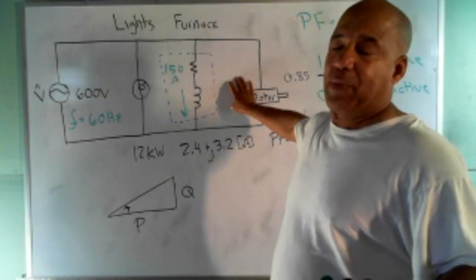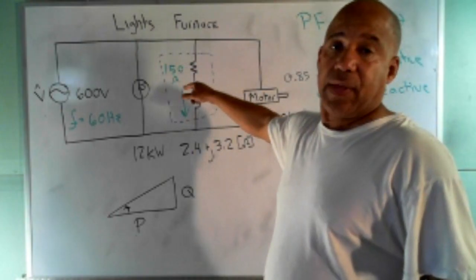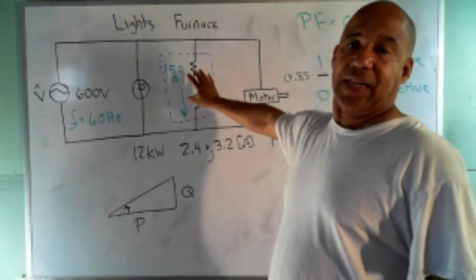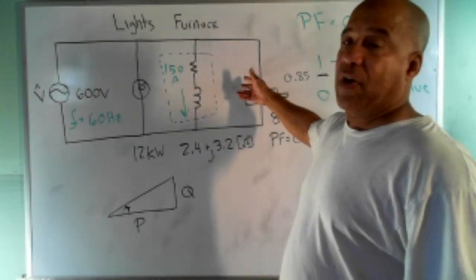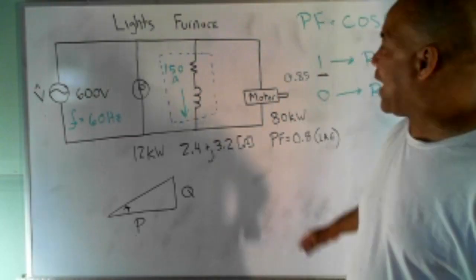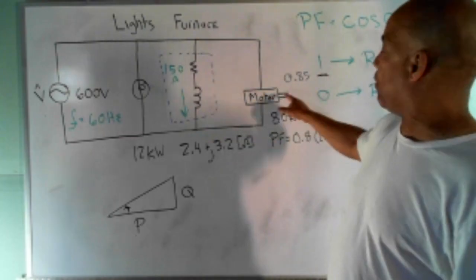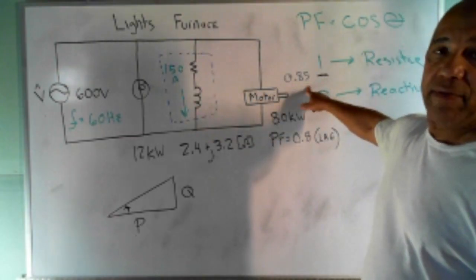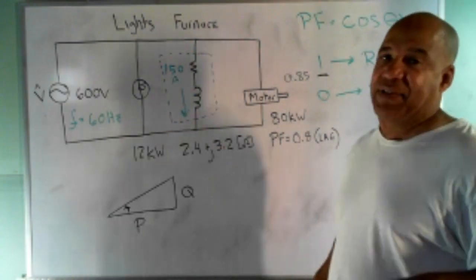Why do we have to add capacitive vars? Because in the circuit we had inductive vars. If I had all inductive vars here, or mainly inductive vars, and I want to bring the power factor up, I would add capacitive vars, and vice versa. So I'm going to show you how to do that. We've got to put a capacitor in parallel with this if I want to keep the power factor above 0.85. So let's just dive into the math, and as we go, I'll explain this.